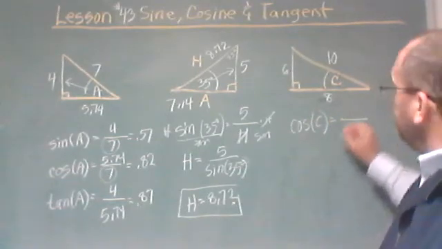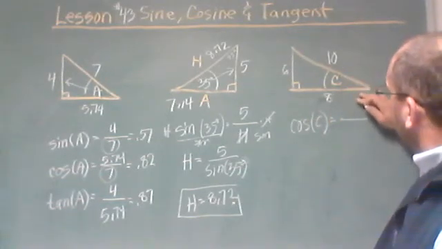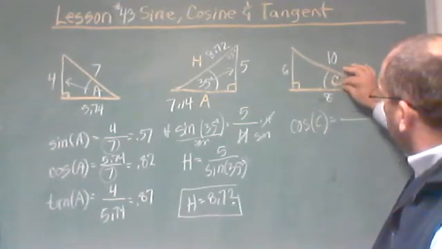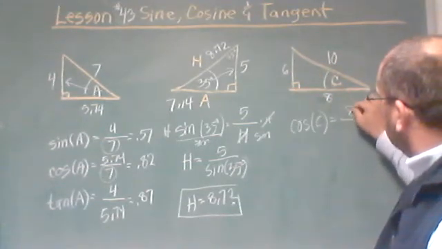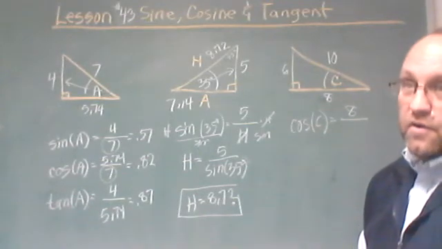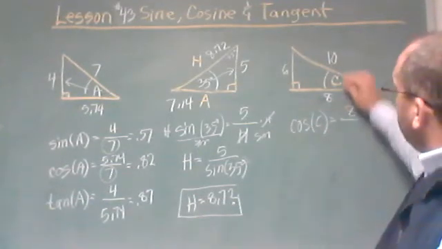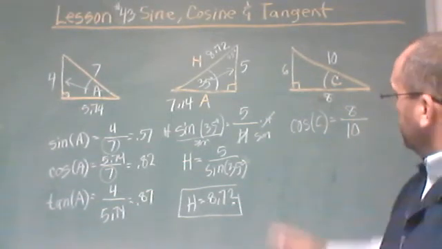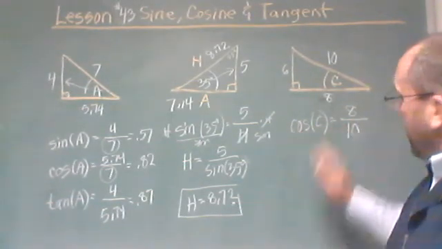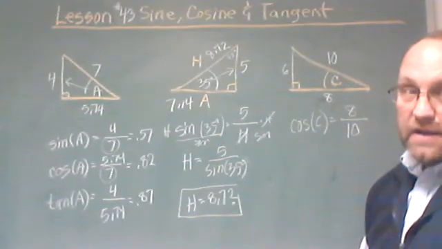So the cosine of this angle C is going to equal what? A ratio of the adjacent leg length. What is the adjacent to C? Here is C. Here is the leg length adjacent to C. It is 8 divided by what? The cosine is the adjacent divided by the hypotenuse, 10. So now I have that ratio, the cosine of C.